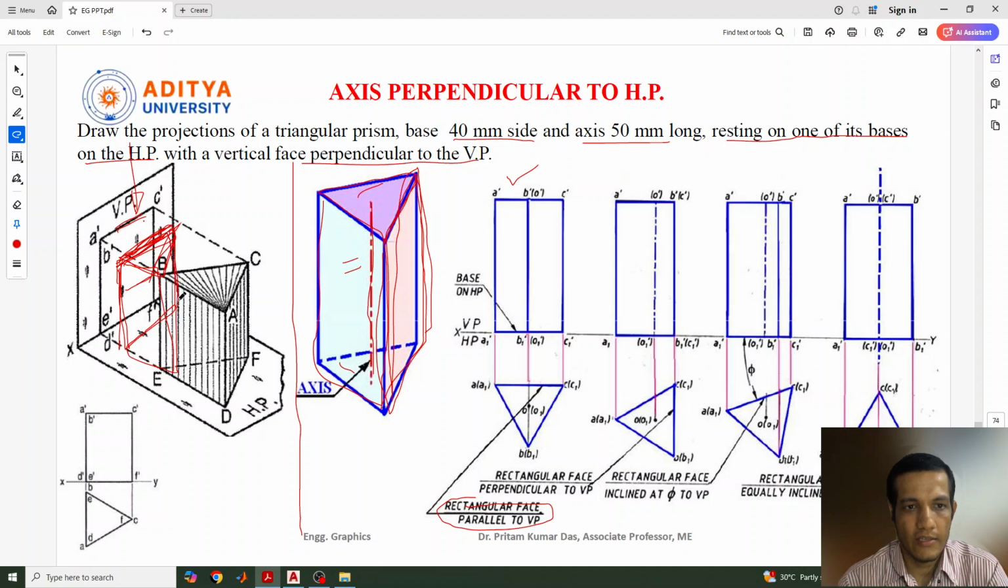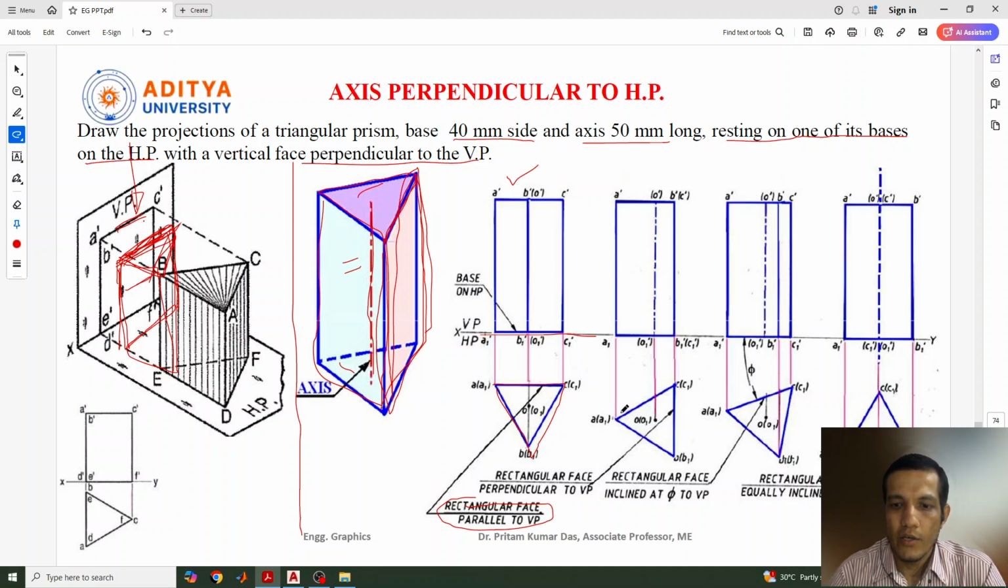Now see, this is the condition, this is parallel to this one. So that means we need to start from the top view as a triangle like this. Okay, we need to keep the triangle like this, and the rectangular face we can draw here, which is the front view, based on the HP. So based on the HP it is there. Now, second condition, what?